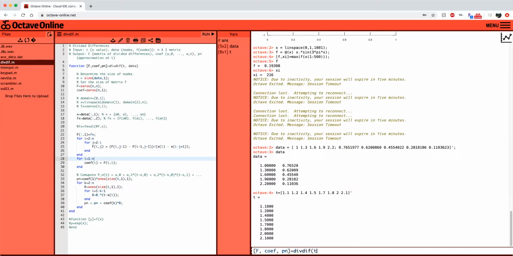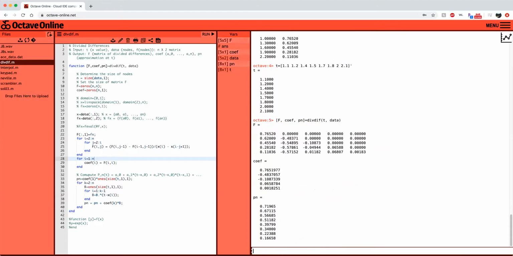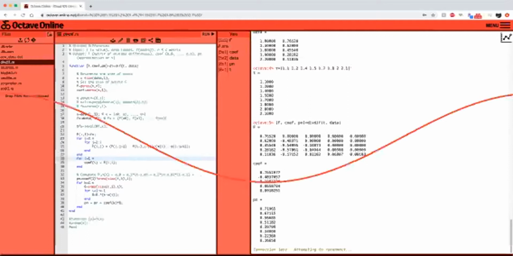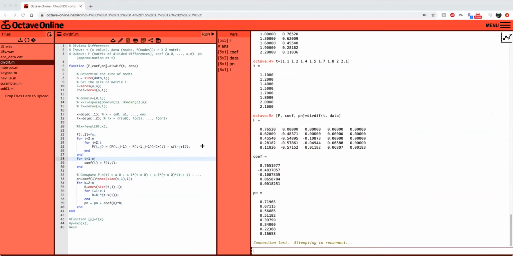Now we enter those two inputs into the function, f coef and then pn, divided difference of t comma data. Okay, so the pn is this. These are the values of the Lagrange interpolating polynomial, the nth degree Lagrange polynomial p, at these values. All right, so now let me see, give me a second.